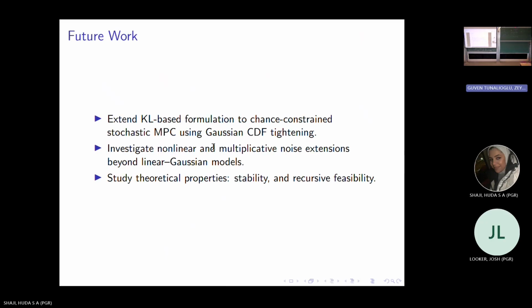And future work, as I said, we can extend our formulation to chance constraints, and maybe nonlinear systems. We consider nonlinear systems with multiplicative noise. And we could also study, which is very important to study, the stability and feasibility of our system.